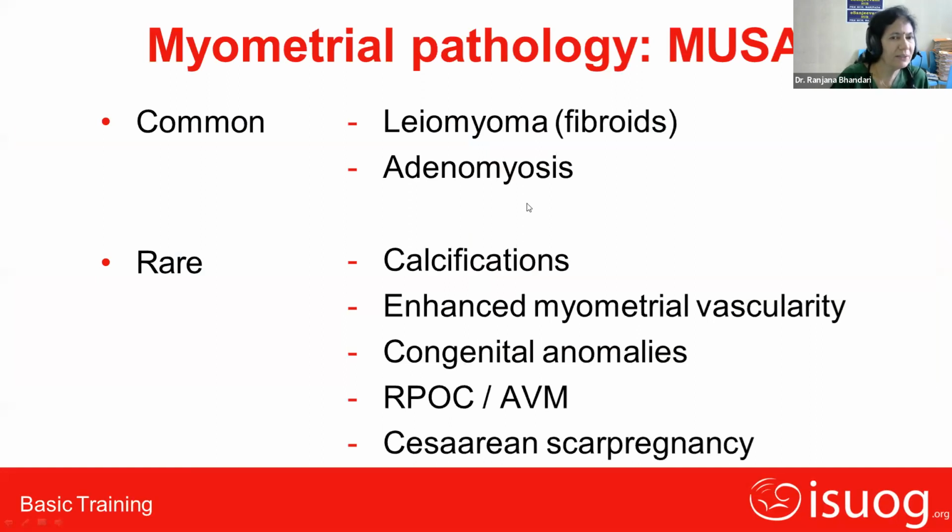So let us start with our myometrial pathologies. There are many pathologies that come under the myometrium. According to MUSA, we are seeing some very common pathologies. These are leiomyoma, we call it fibroid, leiomyoma or myoma, all 4 terminologies are for the same. Second is adenomyosis, and some rare ones are calcifications, enhanced myometrial vascularity, congenital anomalies we had seen last time also, RPOC, arteriovenous malformation we had seen last time, and cesarean scar pregnancy.